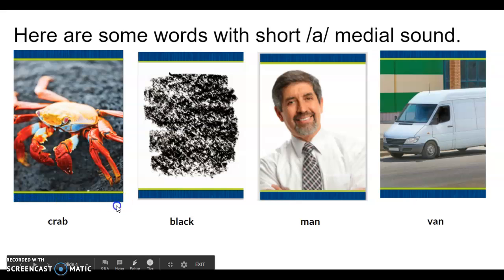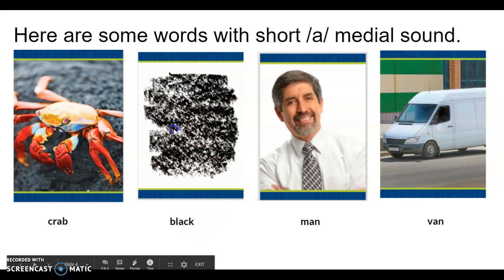This is a picture of a crab. Crab. The C and the R blend together to make the cr sound, and then you hear the ah, and then the ending sound is b. Crab. Crab.